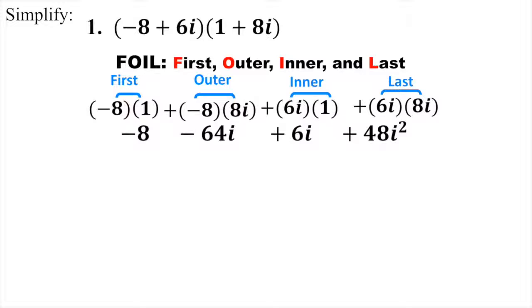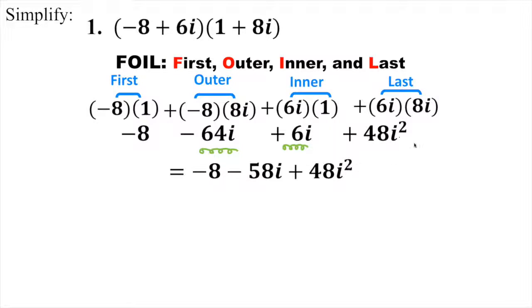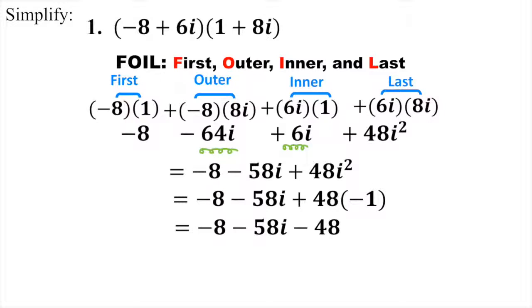Okay, so I look immediately here and I say, I've got some imaginary parts here that I can combine. I'm going to combine those two. Negative 64i plus 6i ends up with a negative 58i. I also look over here and there's nothing else I can combine, but I do know what i squared is. i squared is negative 1. So I'm going to simplify that one a little bit further. I'm just replacing i squared with negative 1. Now I know 48 times negative 1 is negative 48.